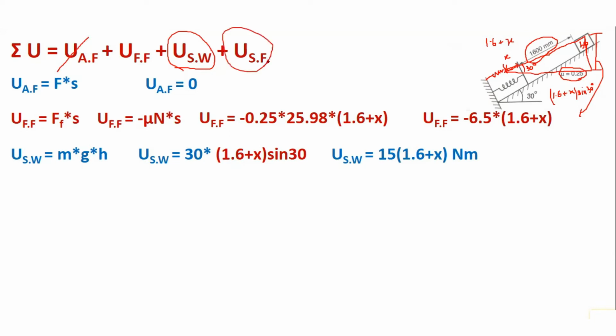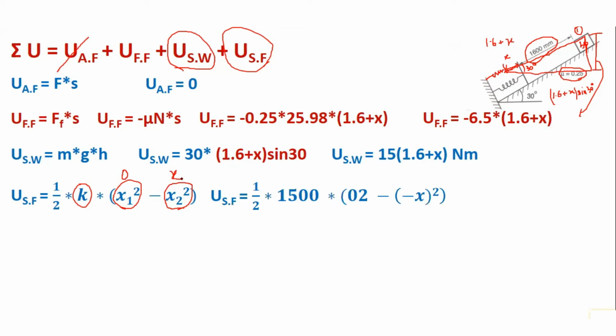For spring force, we have U is equal to half k (x1 square minus x2 square). The value of k is given to us in the question. For x1, at the initial point when this block was at position 1, there was no deformation in the spring, hence x1 will be equal to 0. For x2, we have assumed that the maximum compression is x, so x2 will become x. Substituting these values, I will get work done due to spring as minus 750 x square Newton meter.